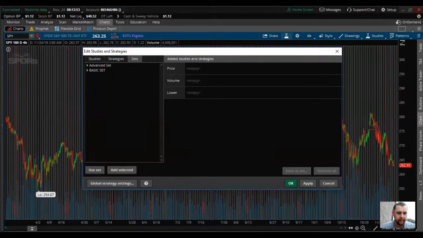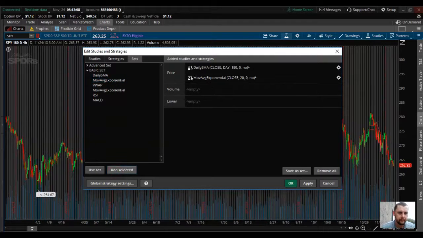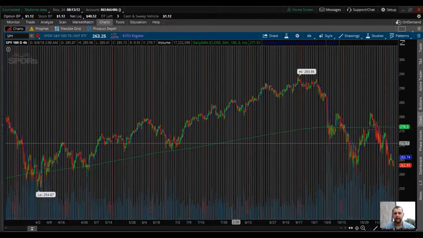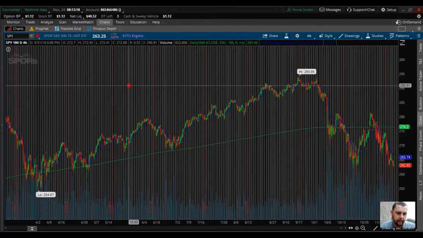Over here I have sets. I have a basic set right here, which is going to use my daily SMA, that one's okay, and an exponential. Okay. So now you see I have some lines that I've put into this stock chart. Before there were no lines, and now there are lines.